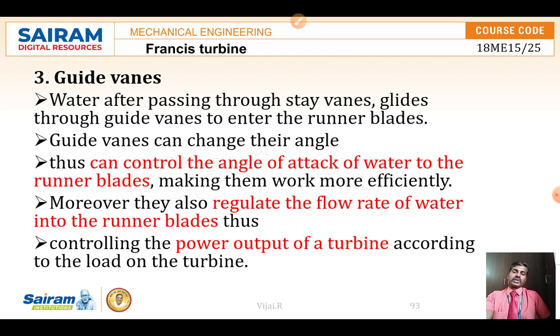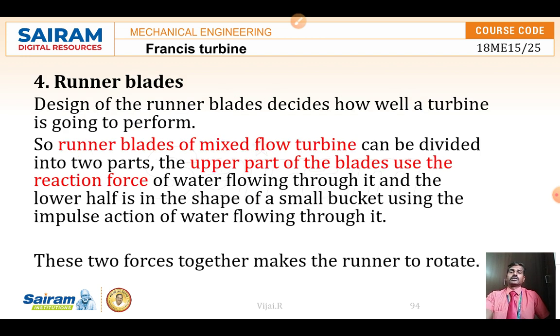So the power output depends upon the output power required. If I require more power, then the guide vanes are tilted to allow more water. If I require less power, then the guide vanes are closed in a way that allows less water to flow. After the guide vanes, the water enters and hits the runner blade.